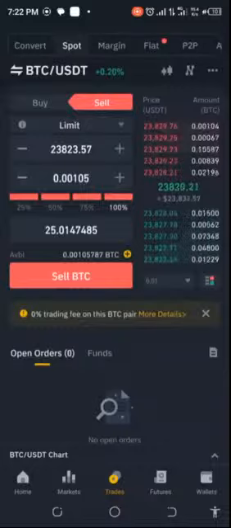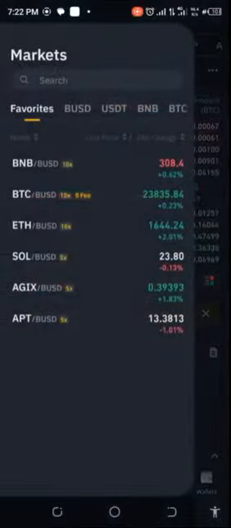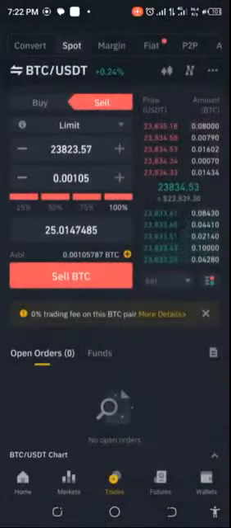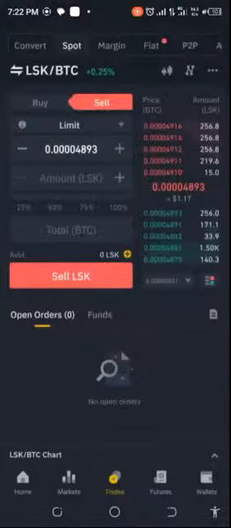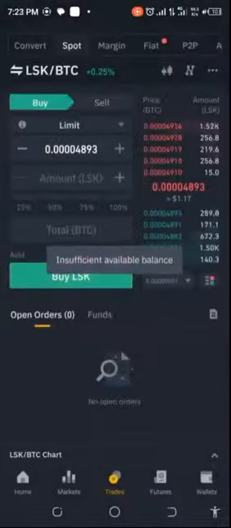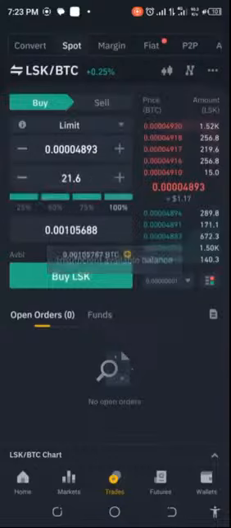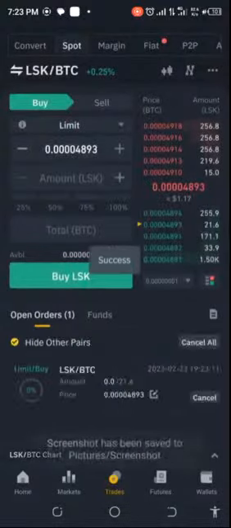So this is like $25 worth of BTC. Let's go quickly and do this transfer. We're actually going to LSK BTC. Okay, so what I want to do now is purchase LSK. I'm buying. I want to buy 100% worth of that, so that will give me this amount. And then I'll go ahead and click on buy.